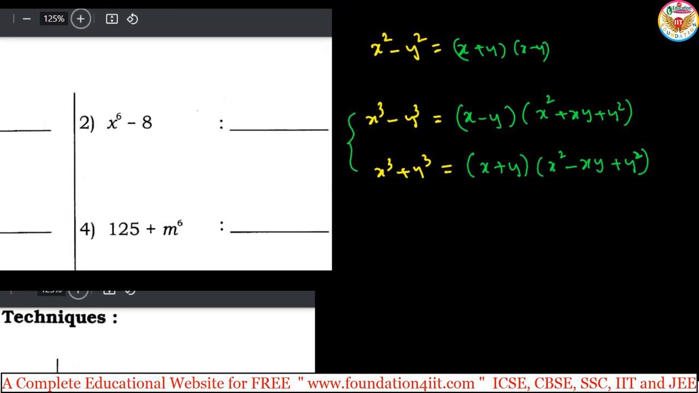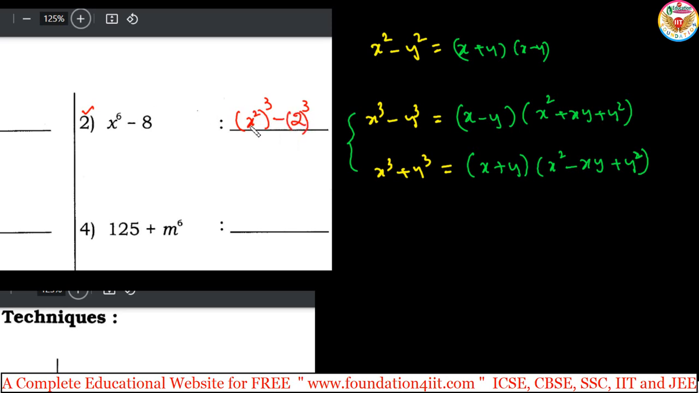For example, you see this question number 2. x to the power 6 minus 8 is there, but we need cubes or squares. So what to do? Can you write 8 as something square? No. But something cube we can make. So this we can write as 2 cube. x power 6 also we should write as some cube. We can write it as x square whole cube, x power 6, right? x square whole cube, and this is 2 cube.